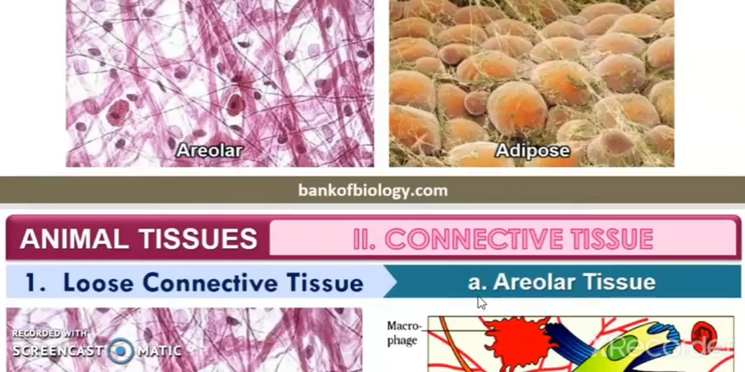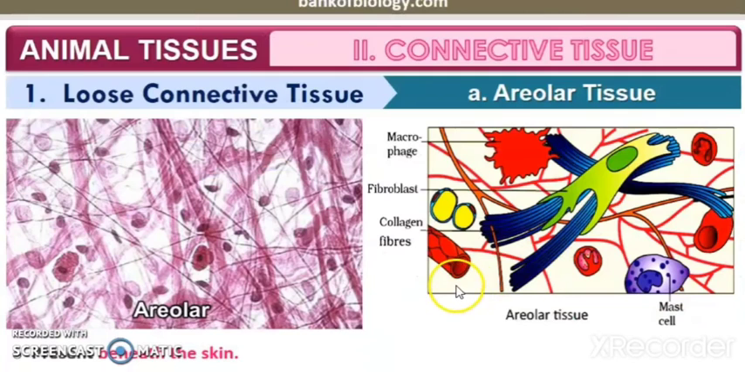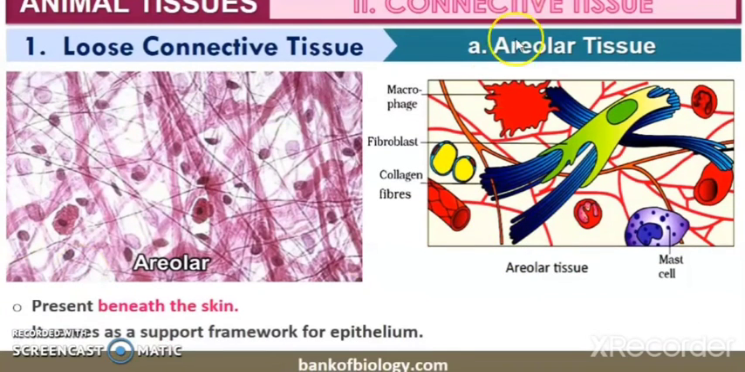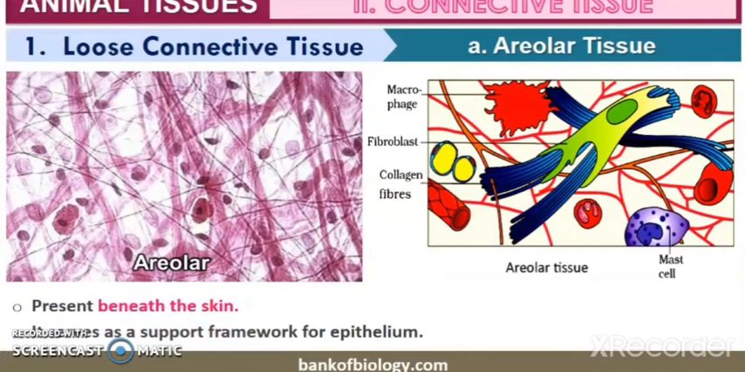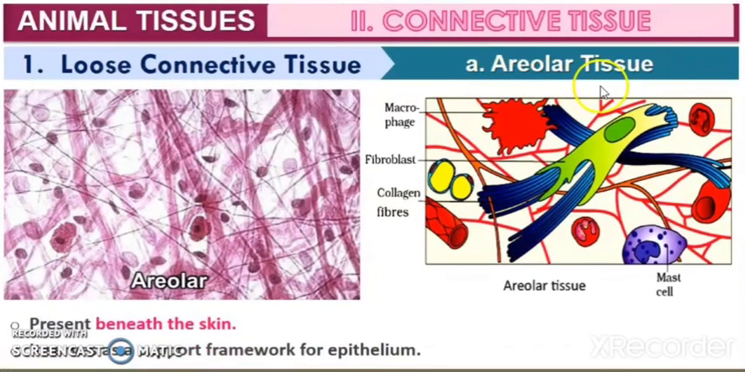Let us now see the areolar connective tissue. This is a type of loose connective tissue which is present beneath the skin. It is the one which connects the skin to muscles. So it is a loose connective tissue, areolar tissue, which connects the muscles to our skin. Clear?